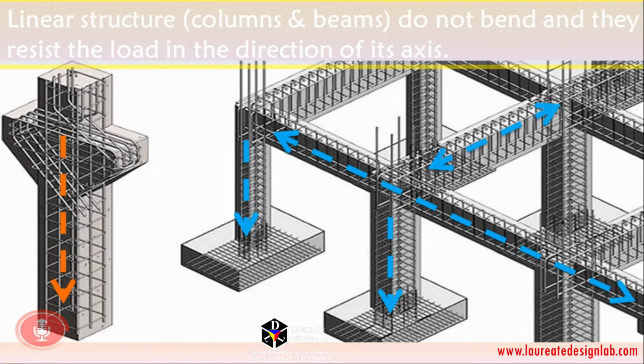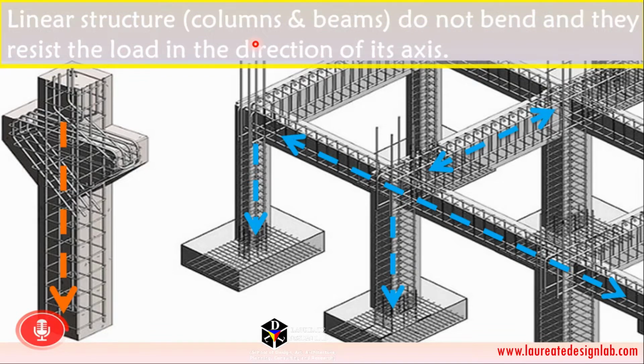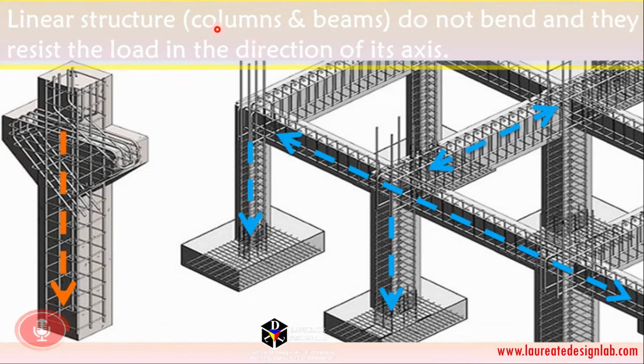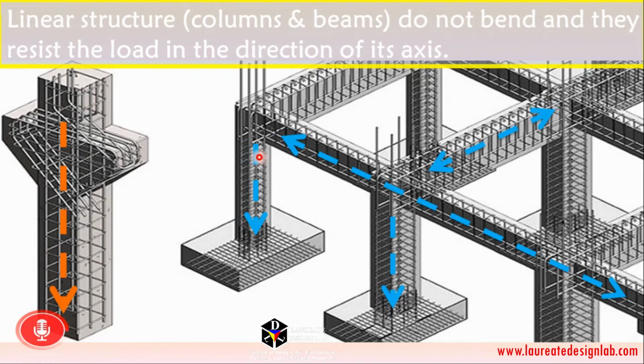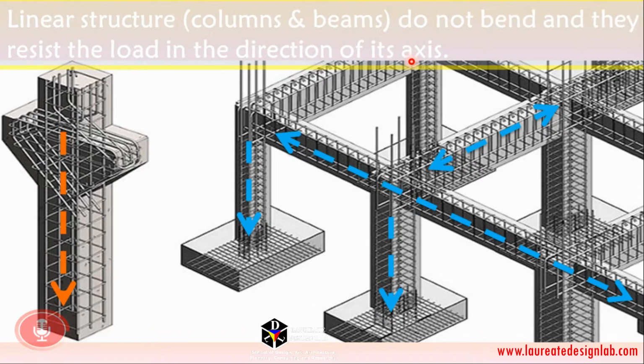Linear structures, that is the columns or the beams, do not bend and they resist the load in the direction of their axis. So let's look at it. These are the columns, that is the linear element, and these are beams over here.